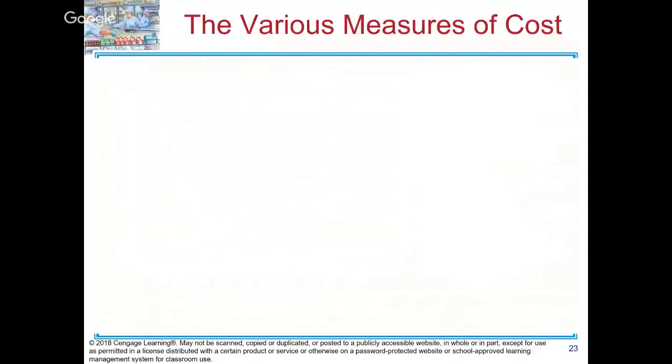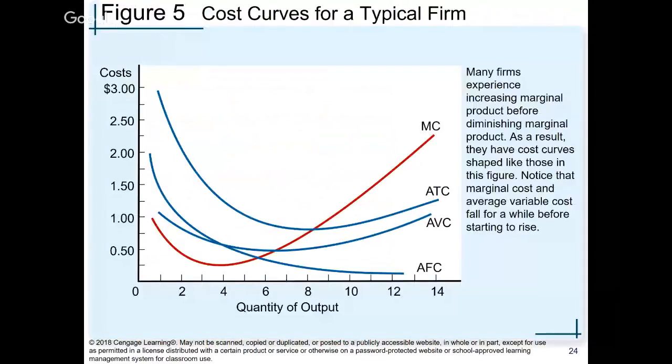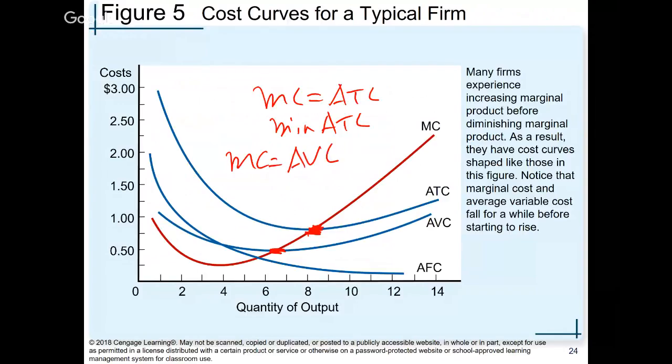Here we go, this is a good graph. When you graph your ATC, AVC, AFC, and the marginal cost, notice there are two intersections here. Wherever the marginal cost intersects your average total cost, this point here, is the minimum of your average total cost. And wherever the marginal cost intersects your average variable cost, that is the minimum point of your average variable cost. So wherever marginal cost intersects those two lines, that's the lowest point for each one. But for the AFC, there is no significance of intersection.